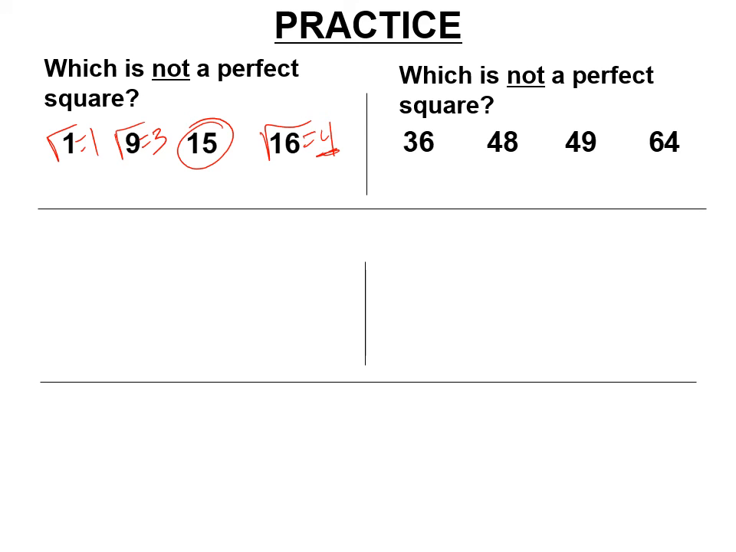Which is not a perfect square? 48, right? Square root of 49 is 7. This is 8. Square root of 36 is 6. And notice the square root of 48 has got to be approximately 6.9 or 7.